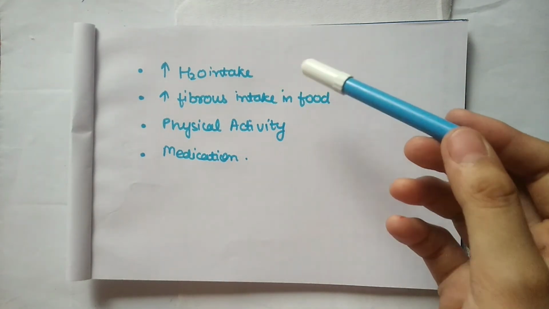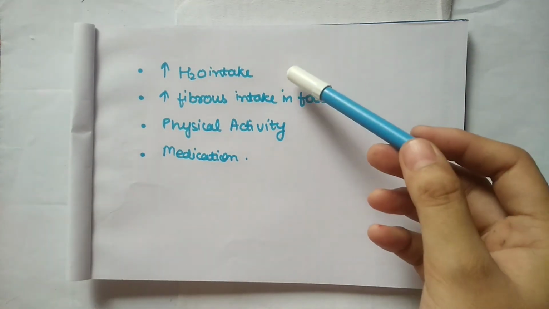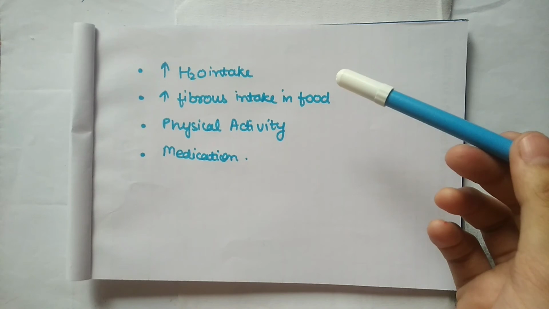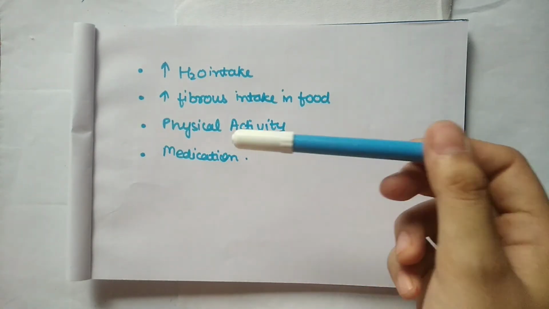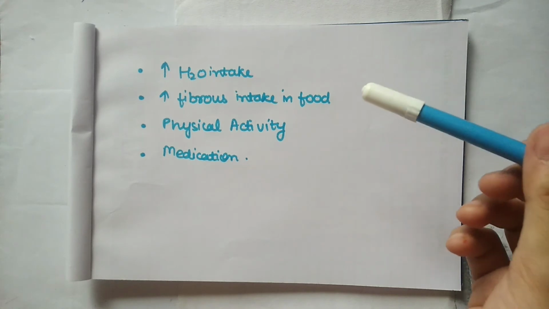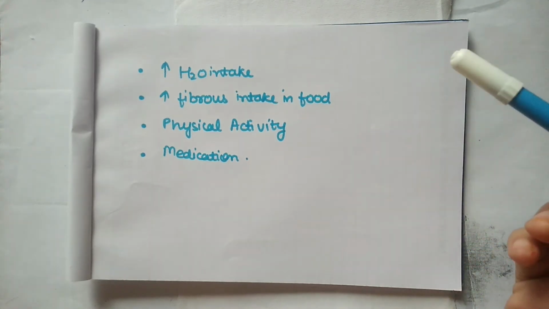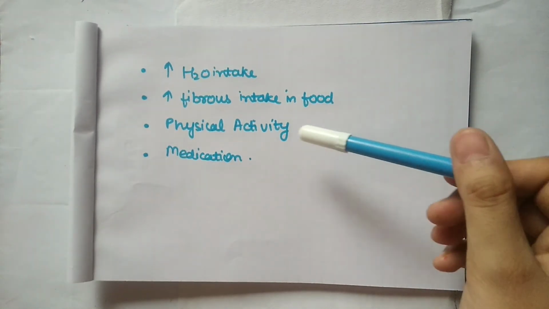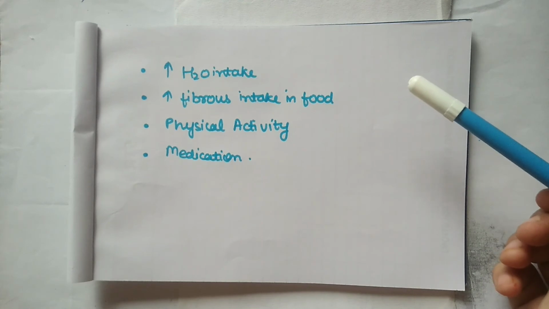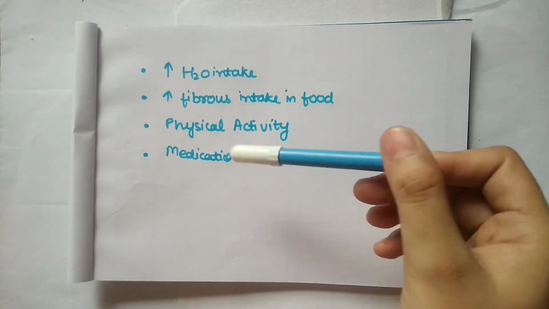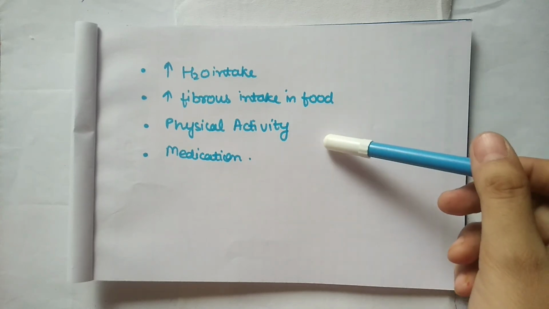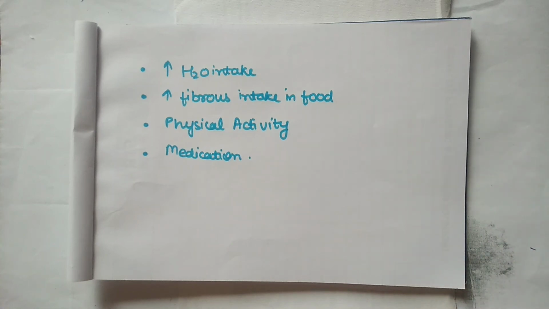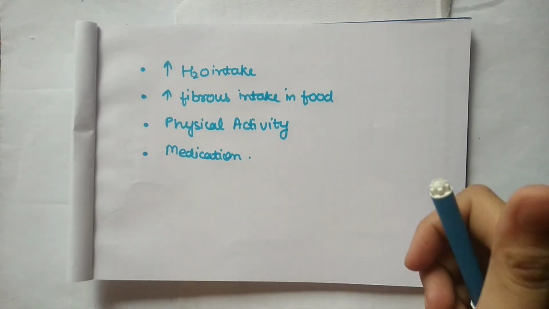Increase H2O intake, water intake. As we know, we should drink 2 to 3 liters or 1 to 2 liters of water according to your need. Then increase fibrous intake in fruits, or eat food containing fiber. Then physical activity, do some exercise for at least 30 minutes a day and walk for 40 minutes a day according to some health experts. And then medication also helps to promote the flow. The medication which your doctor prescribes according to your case will be good to take.